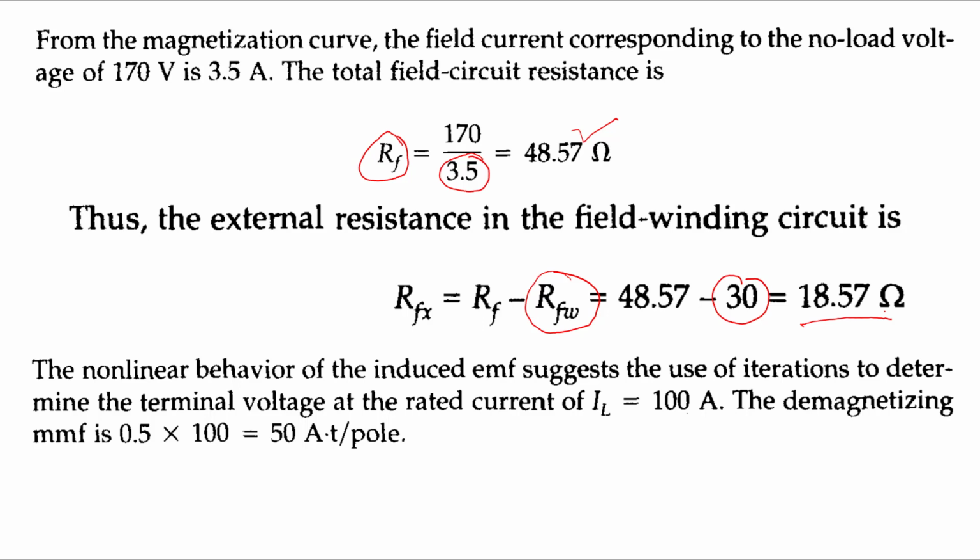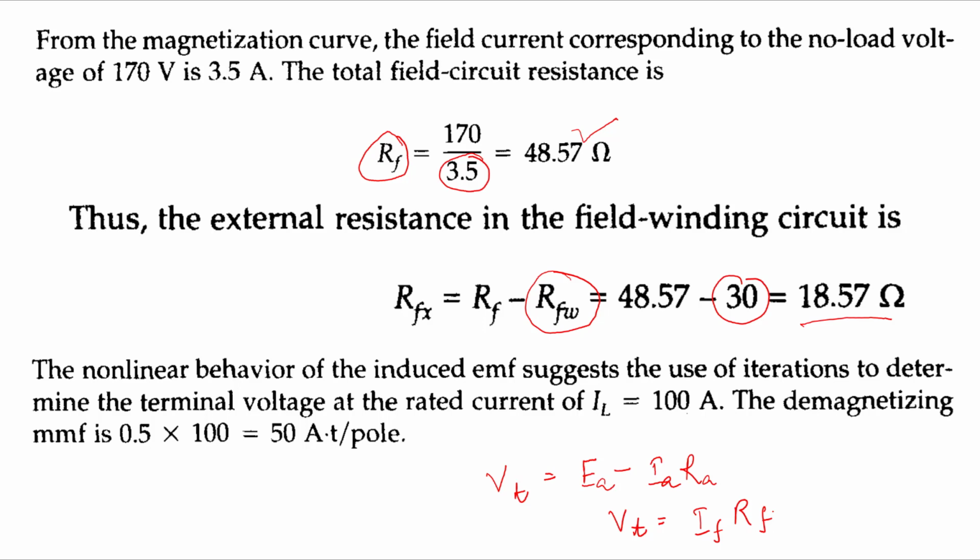So now we know the terminal voltage. What is the equation of terminal voltage? Can anybody tell? EA minus IARA, right? This terminal voltage is also across the field, so I can write Vt equal to IFRF also, right? Okay.